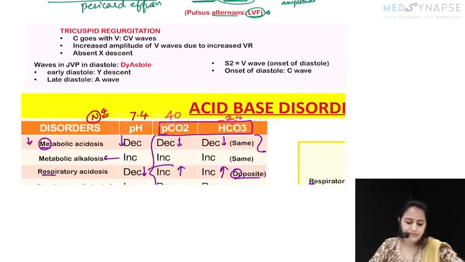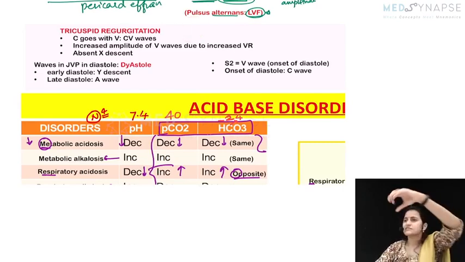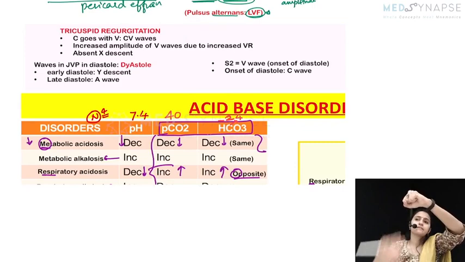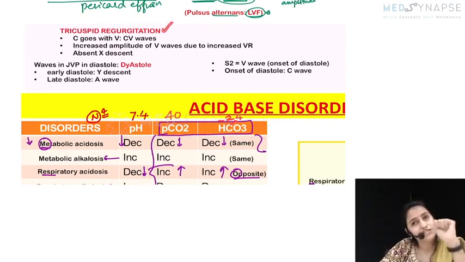What did we say happens to JVP in tricuspid stenosis? Tricuspid stenosis होगा तो क्या होगा? A wave, large A wave. और जब tricuspid regurgitation होगा तो क्या होगा?